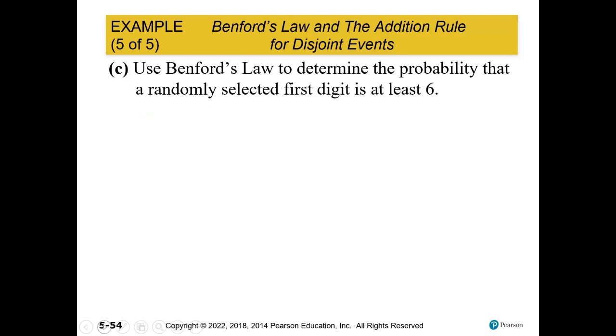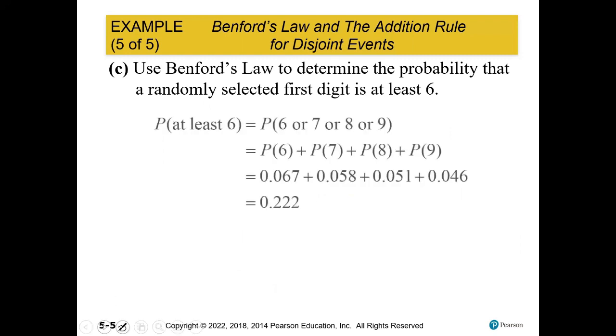Use Benford's law to determine the probability that a randomly selected first digit is at least 6. So at least means I start with 6, 7, 8, or 9. What I'm going to do is find all the individual probabilities and add them together. The probability of 6, according to our table, is 0.067. The probability of 7 is 0.058. Probability of 8, 0.051. And the probability of 9 is 0.046. Summing all of those together gives me a probability of 0.222, or about 22 out of 100, or 222 out of 1,000, however you want to interpret that.